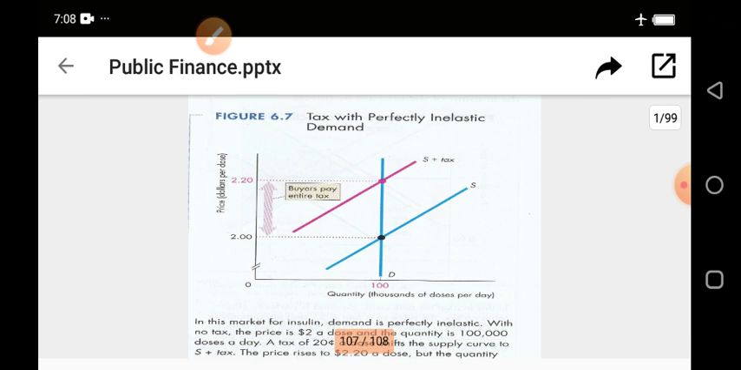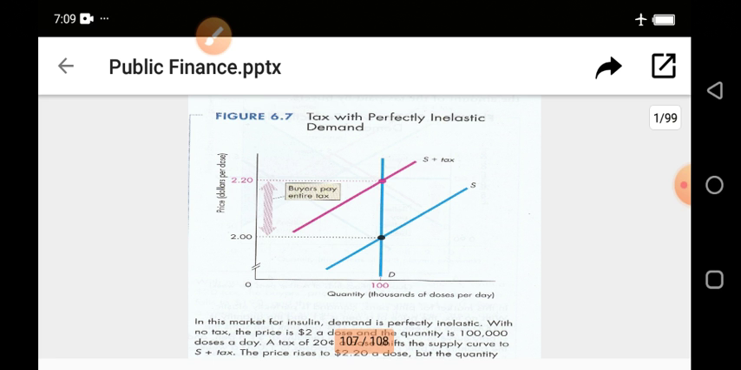So the next is when the tax is perfectly inelastic. Perfectly inelastic. When the product is perfectly inelastic, it shows that the commodity in question does not have a close substitute. A good example of such is salt, blood, and in this case we use insulin. So in the market for insulin, the demand is perfectly inelastic. With no tax, the price is $2 a dose, and the quantity sold is 100 doses a day.